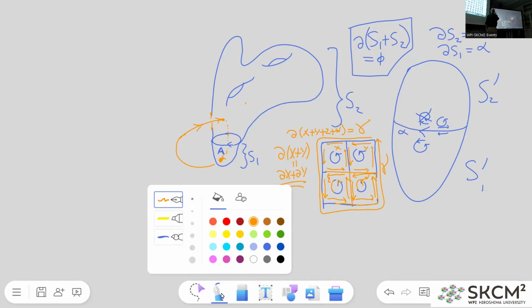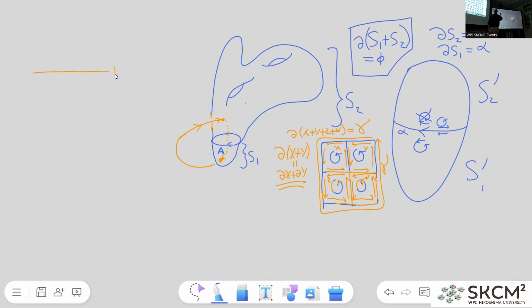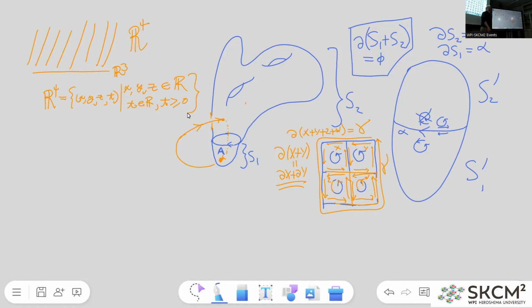Here you are in 3 space, which I'm drawing as a line, and then think of above that 3 space is positive 4 space. Okay, so positive 4 space is equal to the set of x, y, z, and t, such that x, y, and z are real numbers. That's 3 space. And t is in the real numbers, and t is greater than or equal to 0. So that's upper 4 space like that.